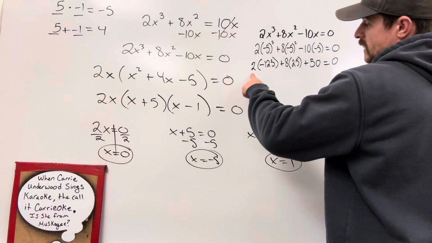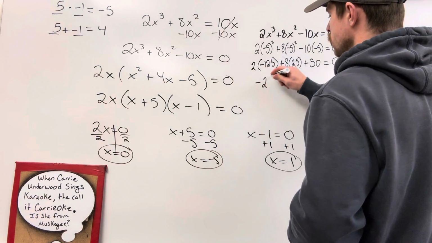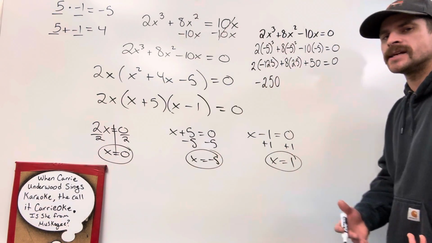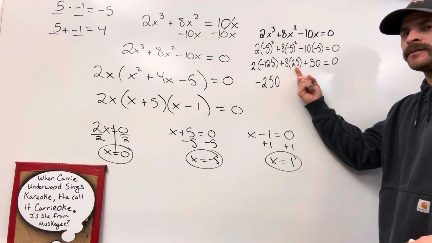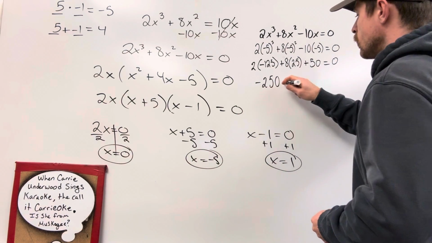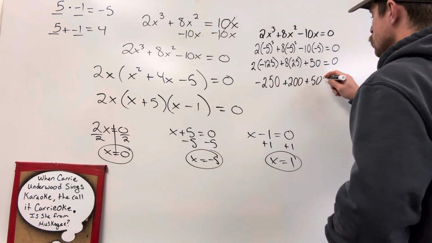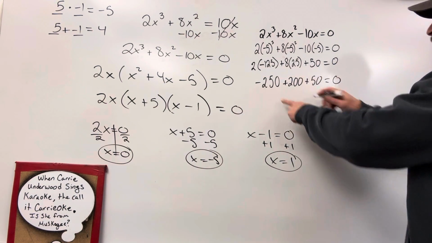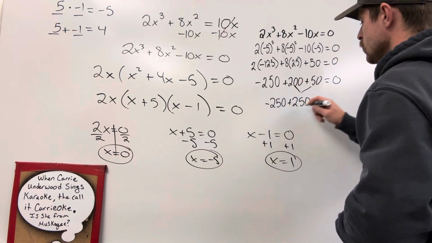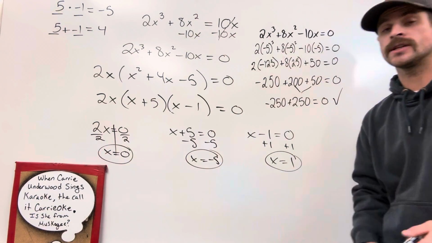A negative 125 times 2, well, that'll make a negative. And 125 2 times is 250. 8 times 25. Well, let's use some number sense. How many 25s does it take to make 100? 4. So if we've got 8 25s, that's just going to be not 100, but 200. And then last but not least, we have plus 50 equals 0. Negative 250 plus 250 equals 0. And this checks out, so we know that this solution is also accurate.